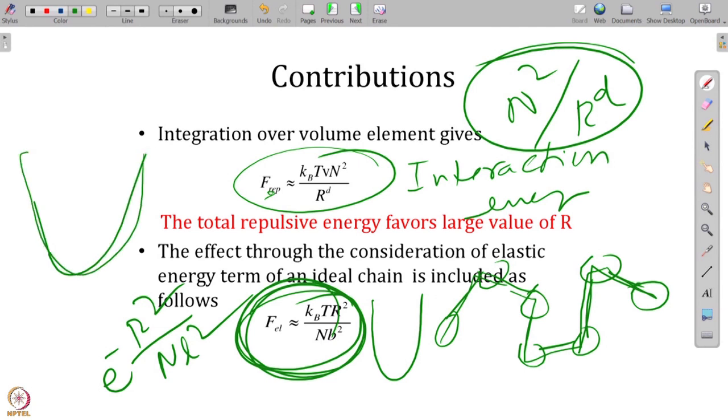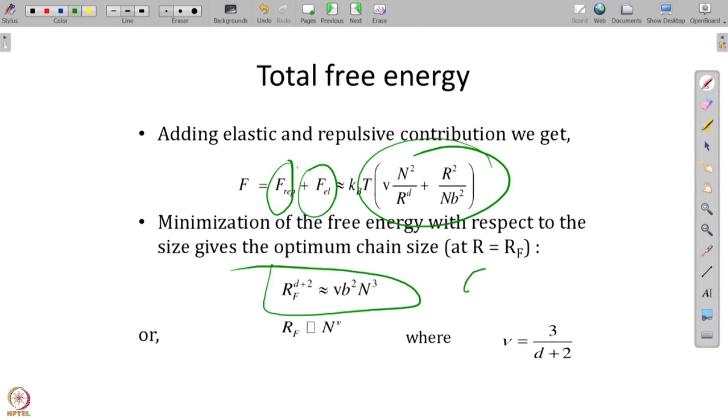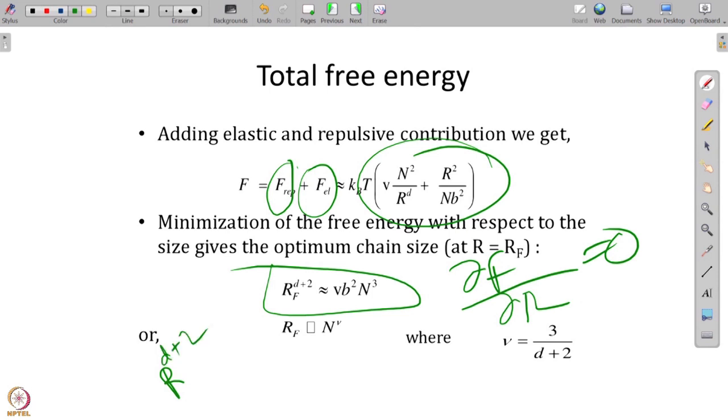That harmonic potential comes from the central limit theorem, and these two you then have to add. So you have to add the interaction energy and the elastic energy, and this is the total free energy as a function of size R. Now you minimize that and, lo and behold, you get one of the most beautiful results of polymer science. If you minimize that, setting dF/dR equal to 0, you get R star to the power d plus 2 equal to N cube, and you get R is N to the power 3 by d plus 2.